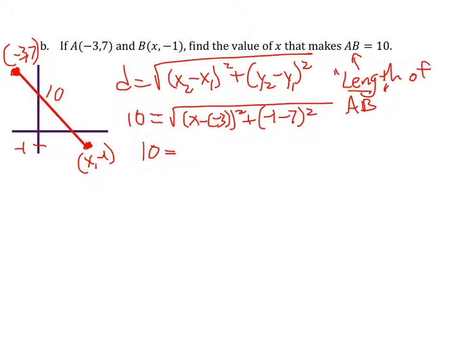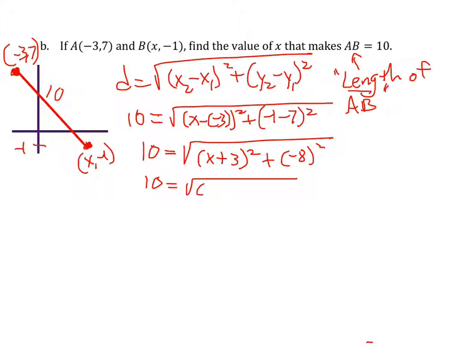Now, let's clean it up a little bit. We've got x plus 3 inside here. And this comes out to be negative 8 squared. All right, negative 8 squared. I think we know what that is. 64, which is positive because negative 8 times negative 8 is positive. So that is 64.